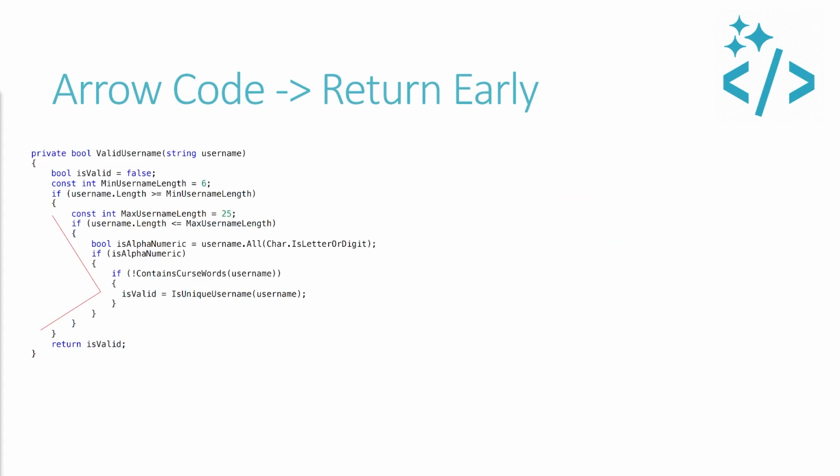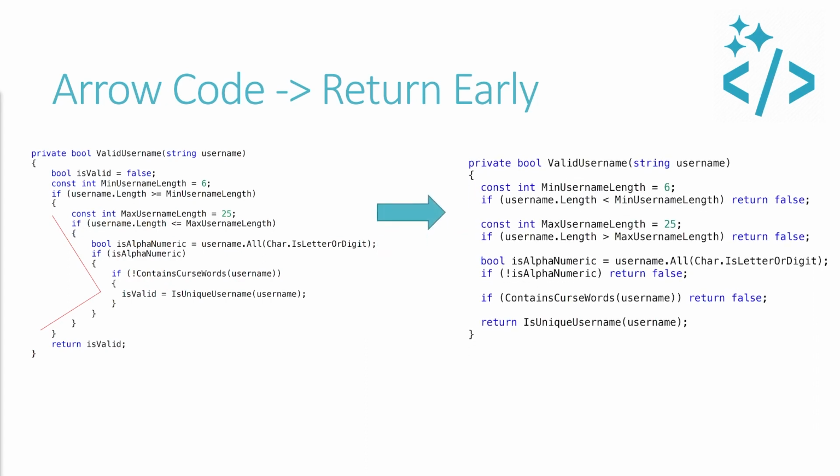Next, we can also return earlier. So for example, here we have one, two, three, four ifs, so it's very complicated to understand this logic. What we can do here is return earlier. This makes the code a bit more inline and easier to maintain.